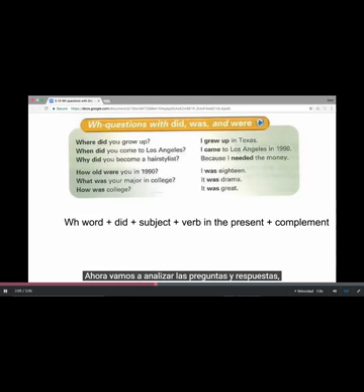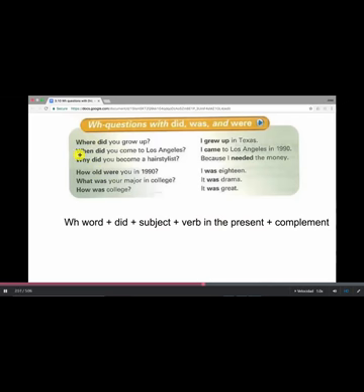Now, let's analyze the questions and answers. We've already covered both of these topics. What we're doing now is presenting them together, hoping that it's not confusing or difficult. So, let's start with questions with did. When forming questions in the past tense with any verb that is not the verb to be, we can follow this formula: WH word plus did plus subject plus verb in the present plus complement. This is the case of our first three questions.